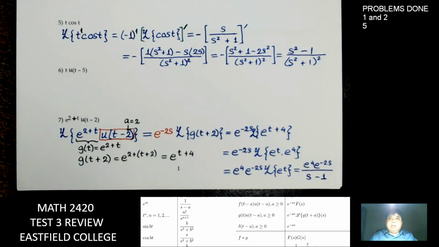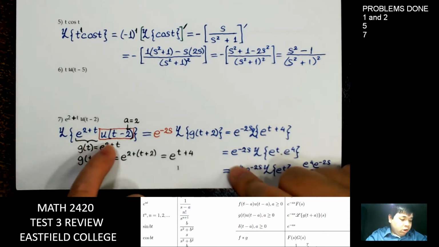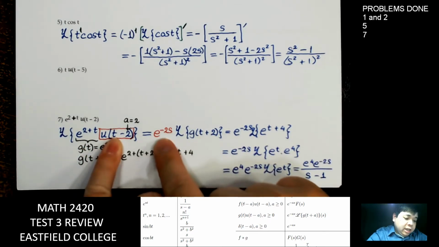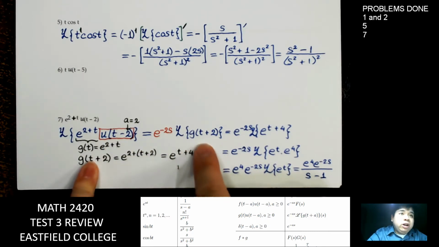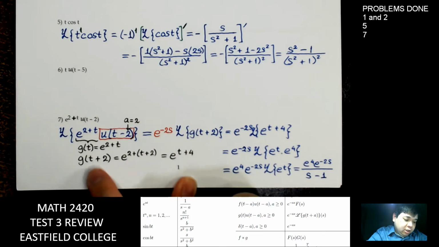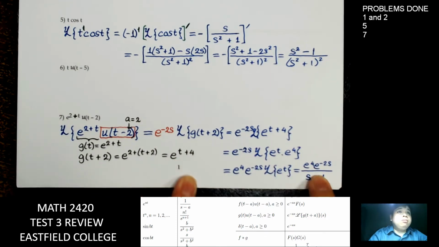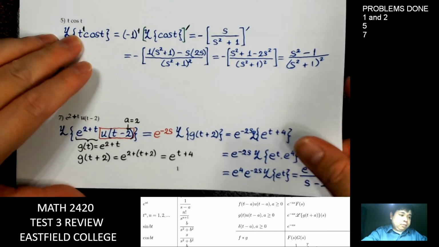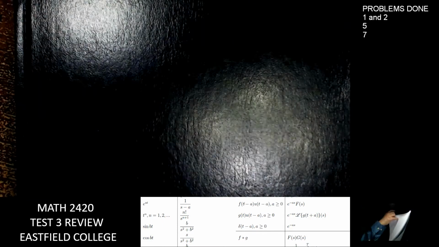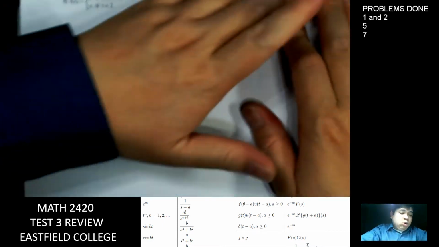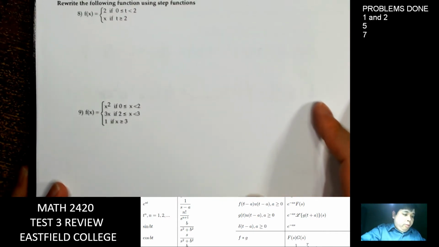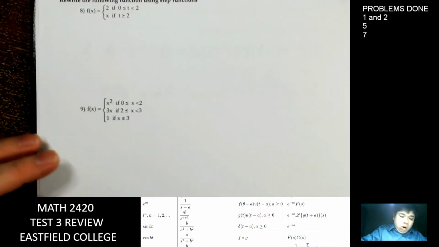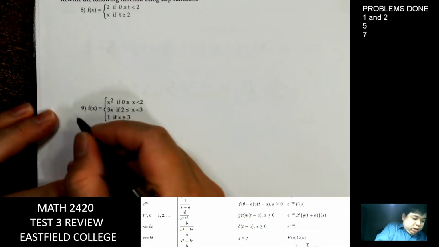So that was 7. So transform with the unit step function, that will be e to the negative as, and then we transform g of t plus a, and g of t plus a is this, and we transform, and that's what we have. Right. Now to the next one. In this case, we will write the function as the sum of the window functions.